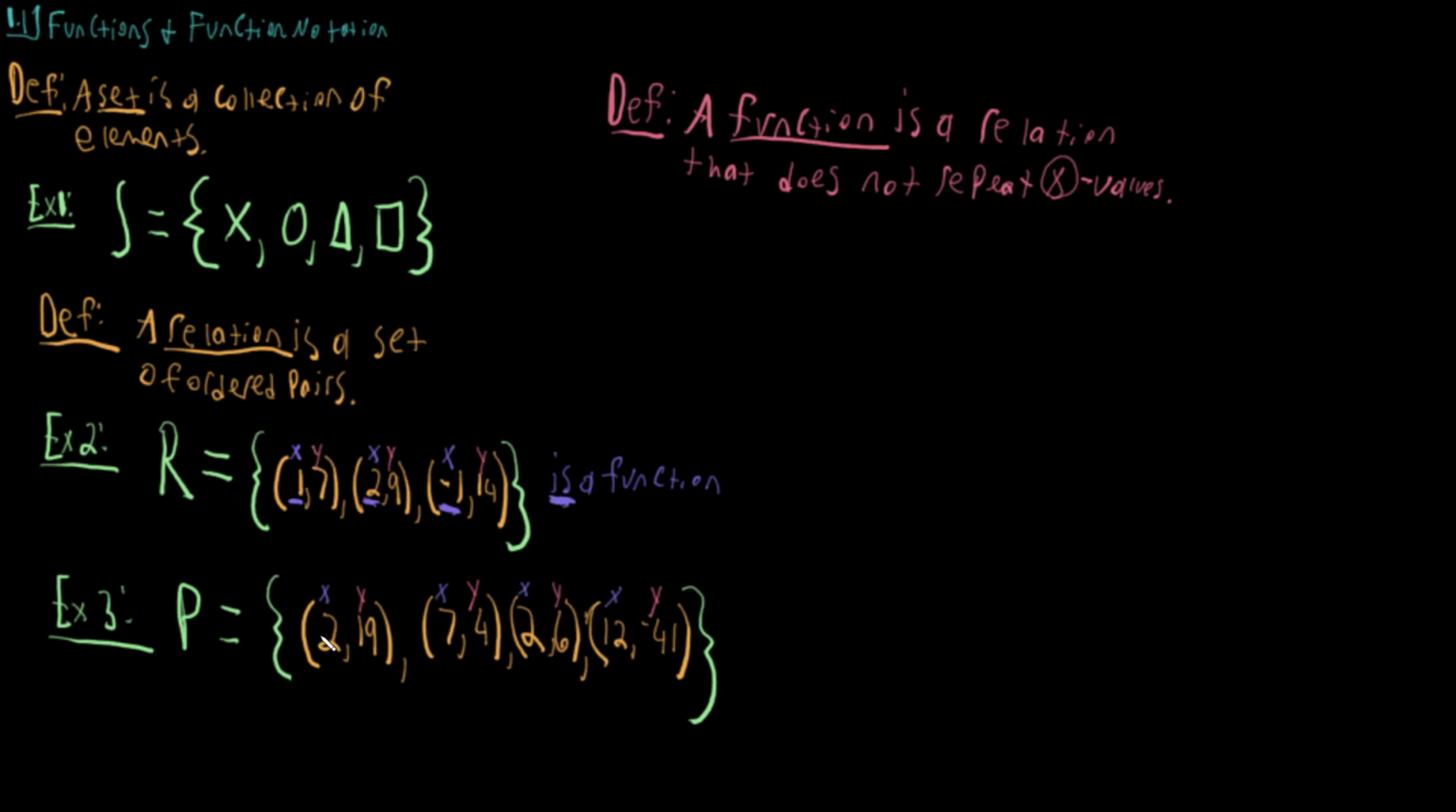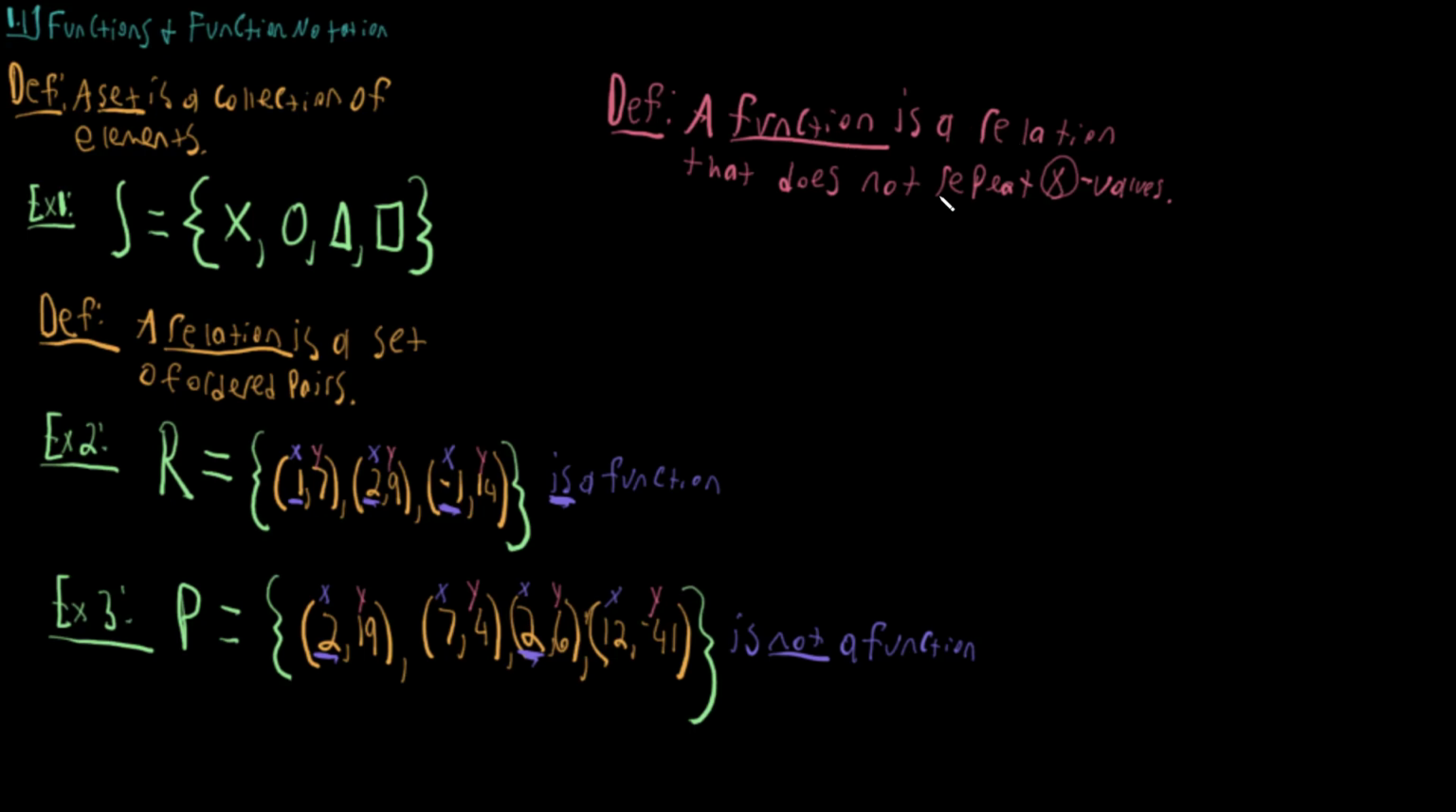Now, let's look at the x values in set P down here, which is a relation. Let's see if this is a function. 2, 7, 2, 12. Notice that this 2 and this 2 repeat. Therefore, this is not a function. Okay? So that's the only thing that you have to know in order to know a function.